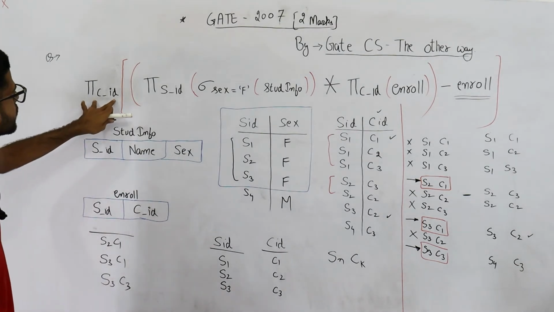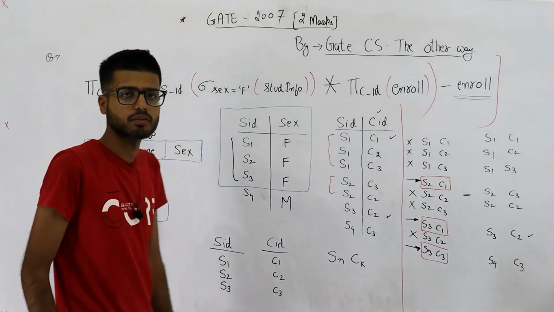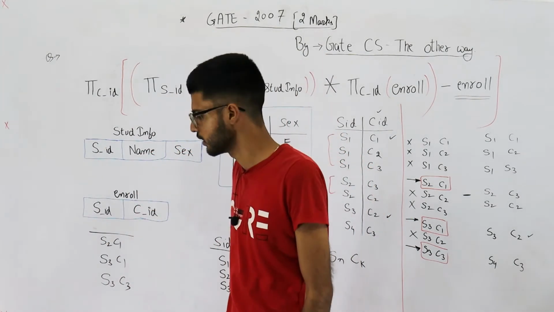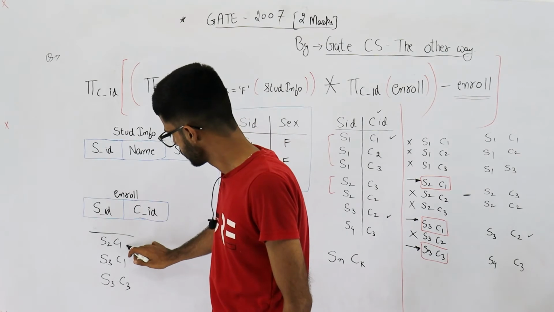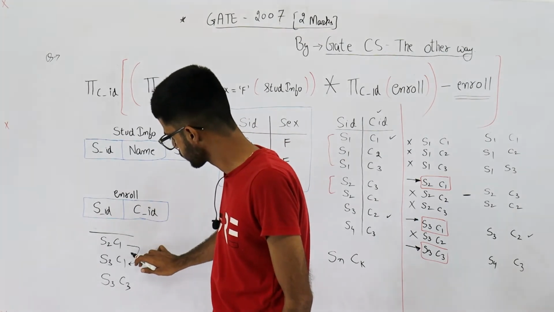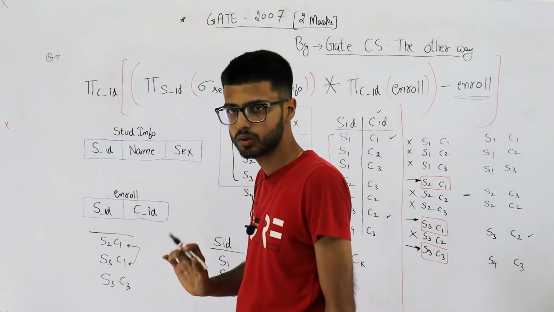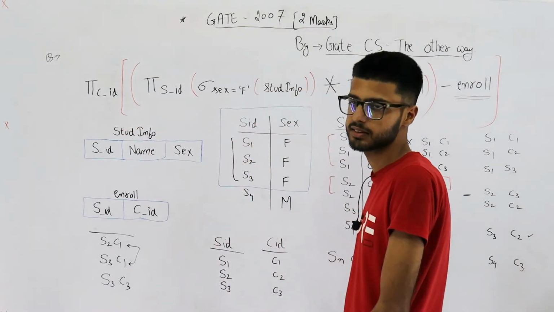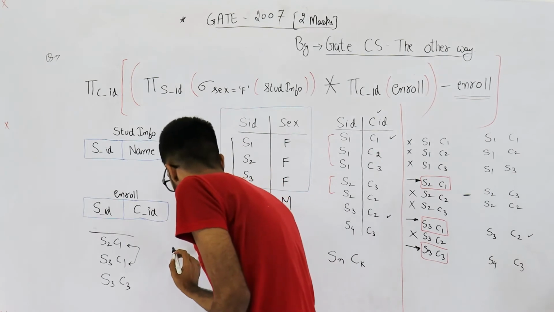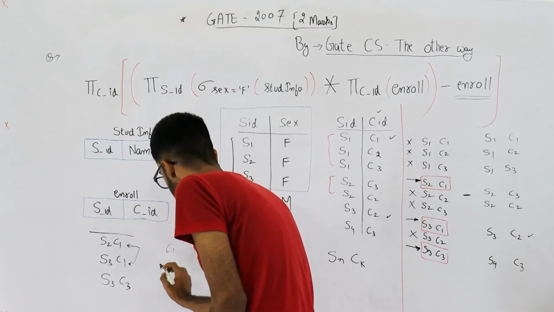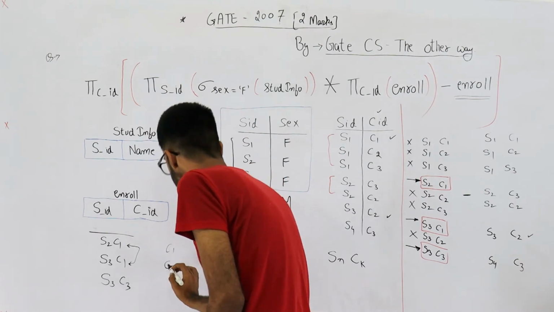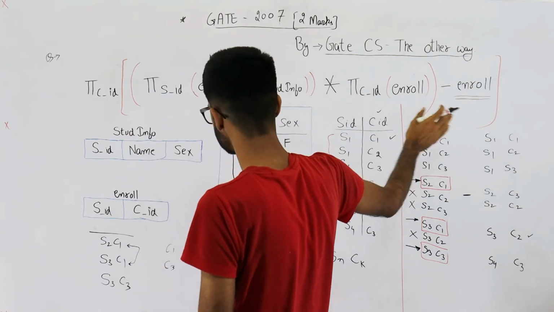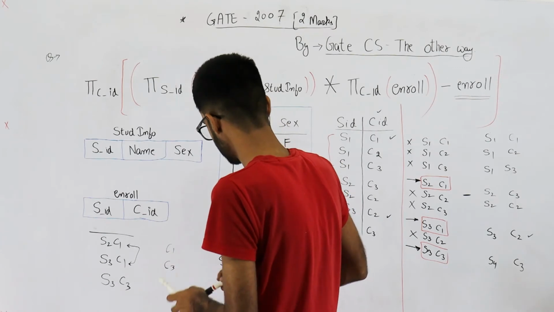Now you project course IDs from this table. And you very well remember that we need to delete the duplicates. C1 is present twice, so it will be counted only once. That means the result of this entire relational algebra query will be C1 and C3 because these are the only two courses or course IDs in the resultant table. Okay.